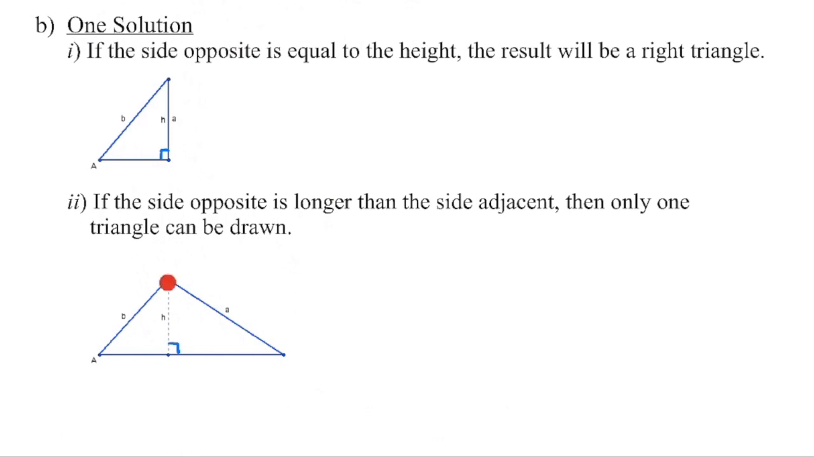If the side opposite angle A happens to be longer than the adjacent side, we'll also see that there's only one way we can draw this triangle. I'm not going to be able to take this side and swing it around here and have that angle be the same in both cases.